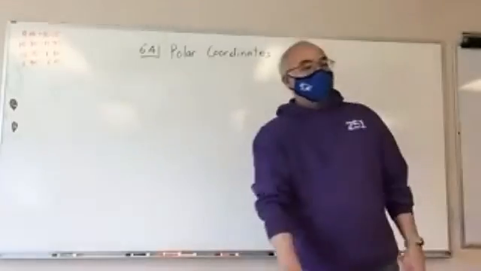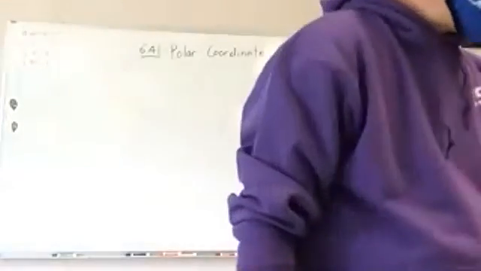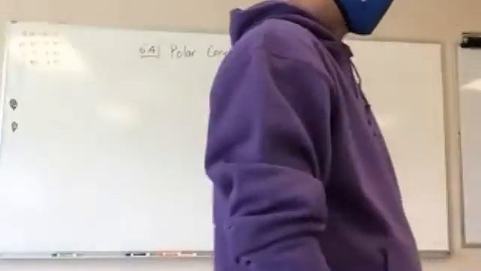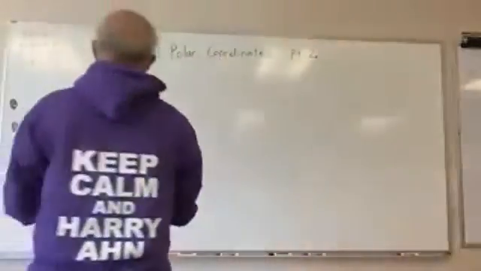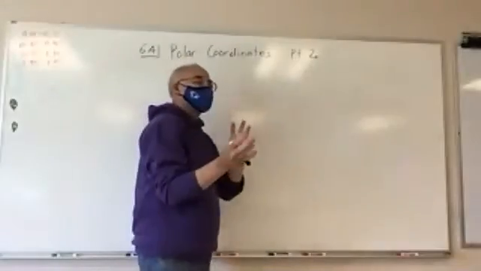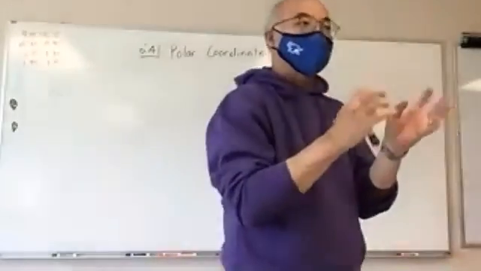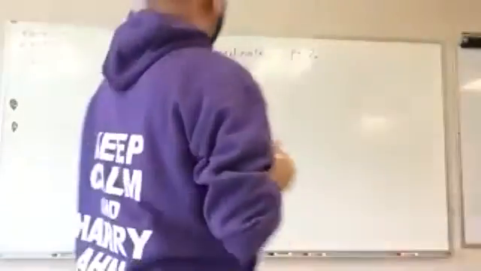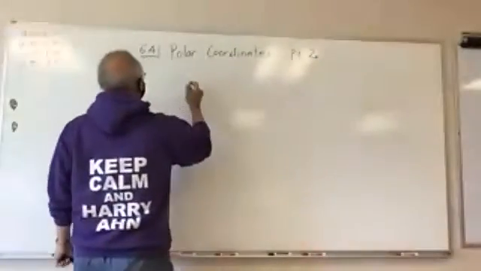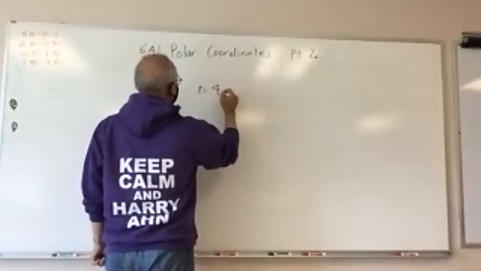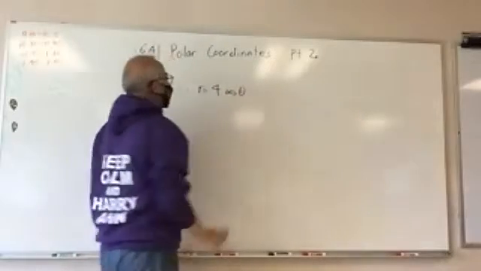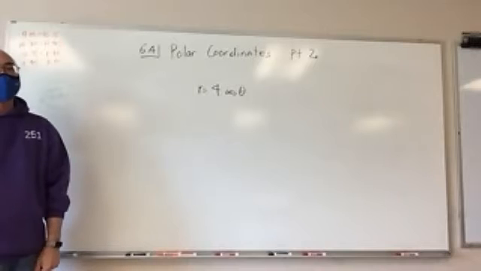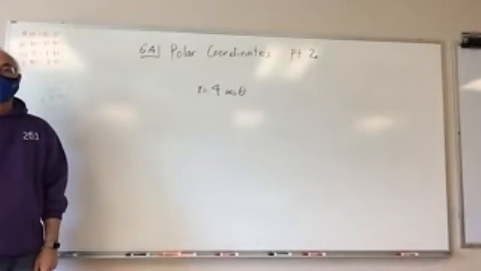Okay, and the second part, we're basically on the bottom of page 489 where it says equation conversion. Since we've been converting polar coordinates and rectangular coordinates back and forth in points, I've done that. We know how to do that. Now we're going to talk about equation. So if I had a polar equation that looked like this, how would I translate this into a rectangular equation?